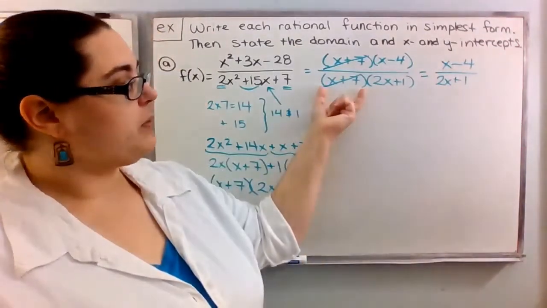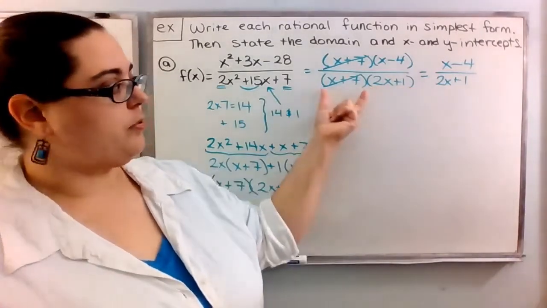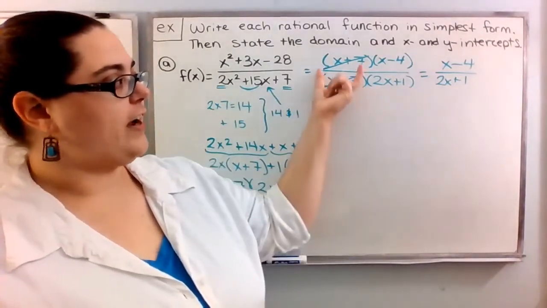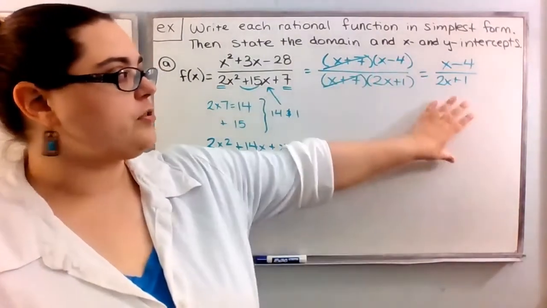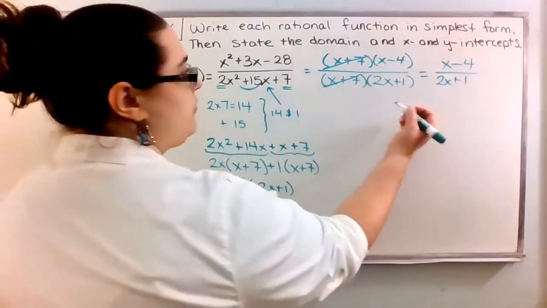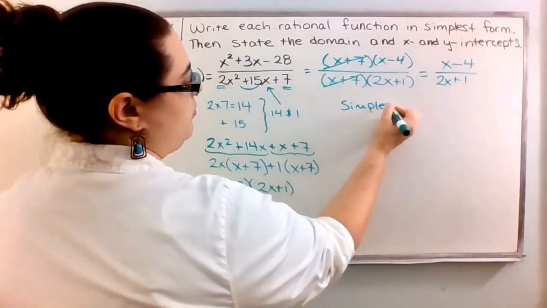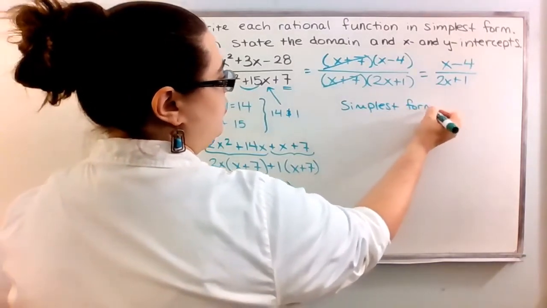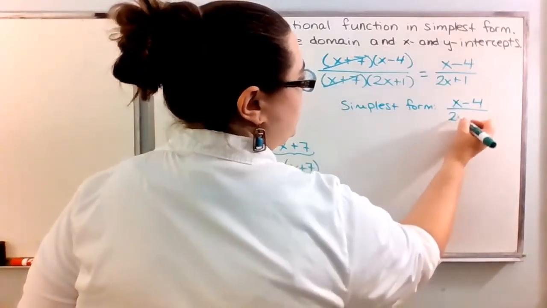So we had this big thing in parentheses times this big thing in parentheses. The parentheses things are our factors in the top and in the bottom. So this is going to be our function in simplest form. So for the first part, in simplest form, we have x minus 4 over 2x plus 1.